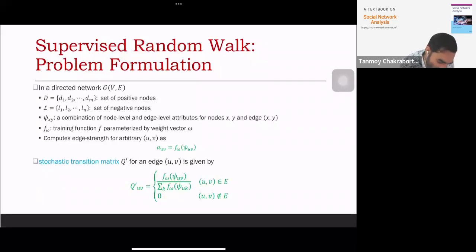You are given a graph. It can be directed or undirected, doesn't matter. Now for every node, say x, you have two sets, D and L. What is D? D is the set of positive nodes, and L is the set of negative nodes. Positive nodes are those nodes which are directly connected to x, and negative nodes are those nodes which are not connected to x.